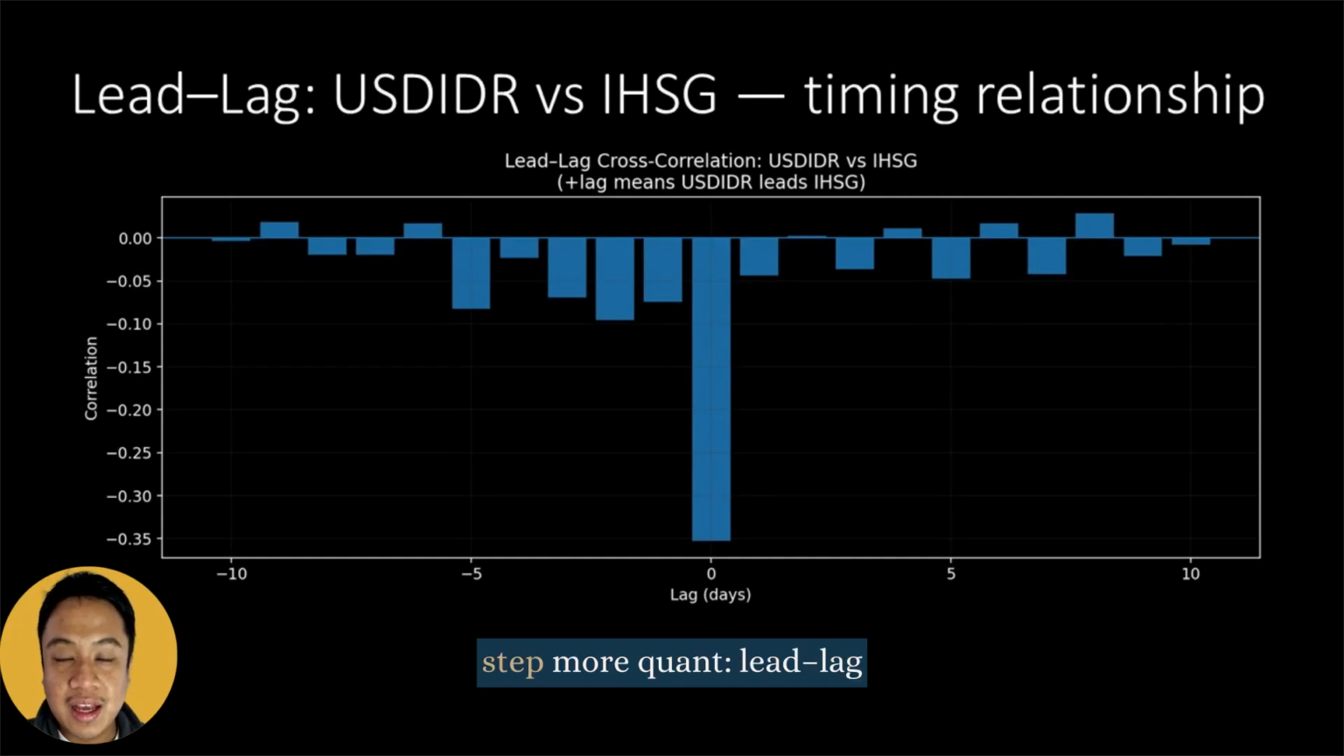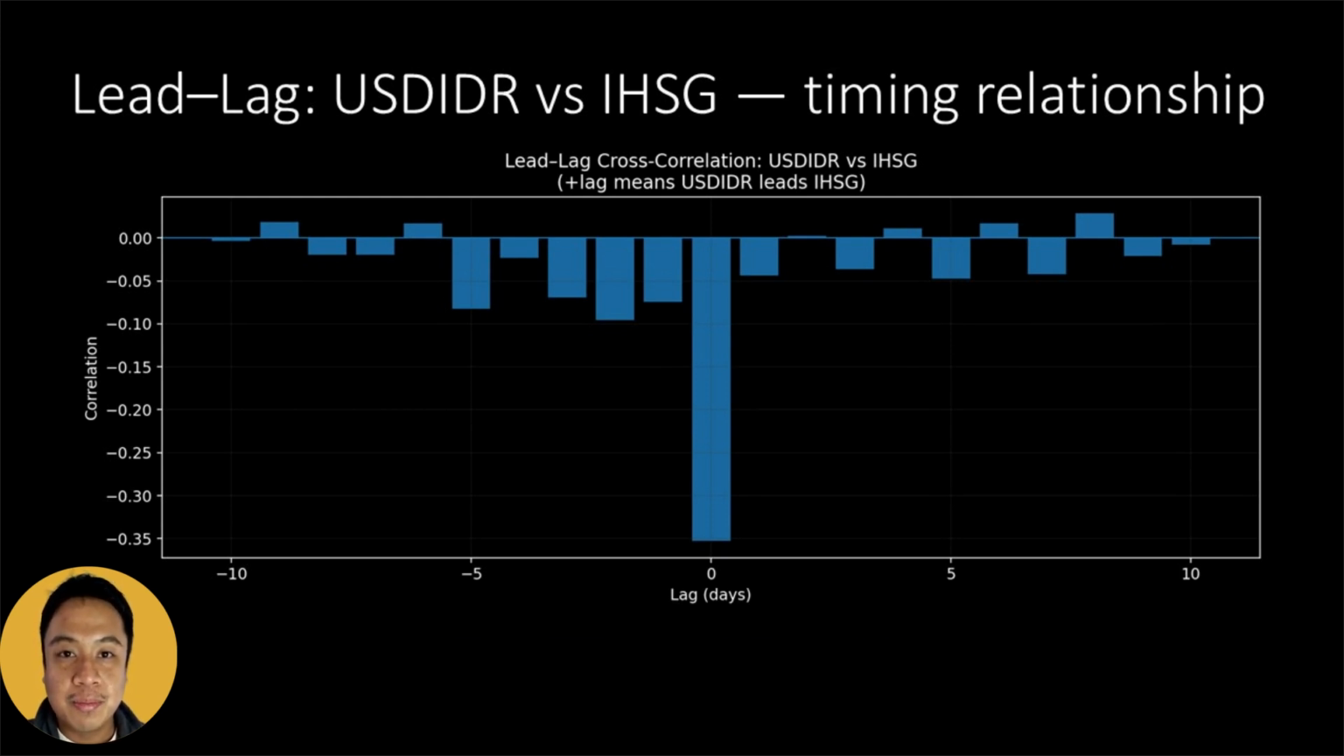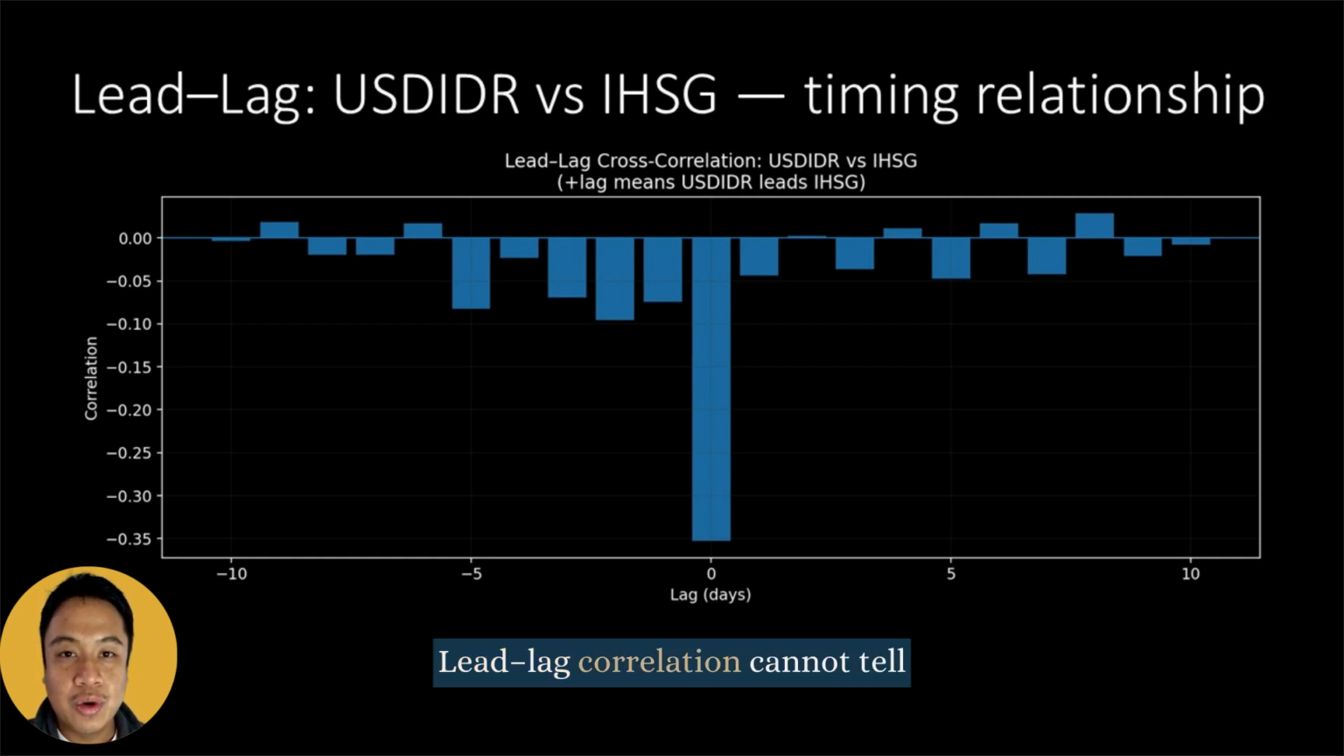Now we go one step more quant. Lead-lag correlation. This is not causality, it's a timing check. Here, the strong negative relationship around the center basically says, when equities sell off, the currency tends to weaken. But here's the trap. This could be same shock, same day. Lead-lag correlation cannot tell you if USDIDR adds incremental forecasting power once you already know IHSG's own recent behavior and other global variables. So we use this slide as a hint, not a trading signal.